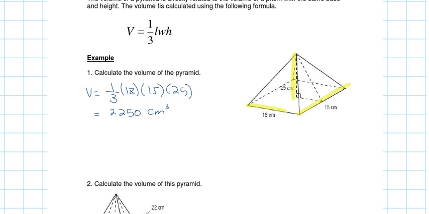You guys have to be careful what is given to you, okay? If the slant height is given to you, then you have to do Pythagorean theorem to solve for the height of the pyramid. But in this case, I know the height, so I'm good.